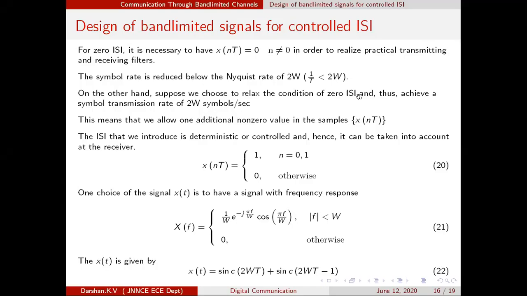Okay, let me start today's session. So we will continue with the design of band limited signals for controlled ISI. So in the previous classes, we have learned what we mean by ISI, the concept of zero ISI, and the concept of controlled ISI.